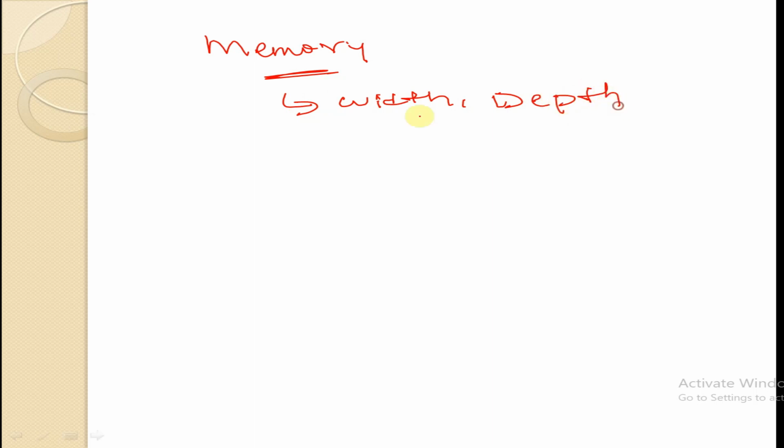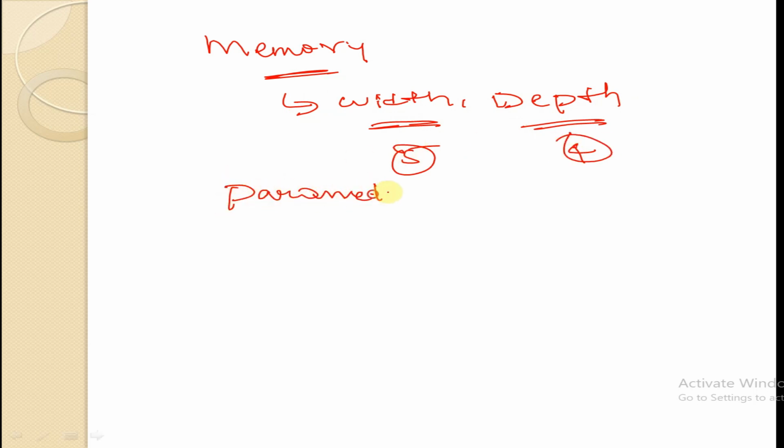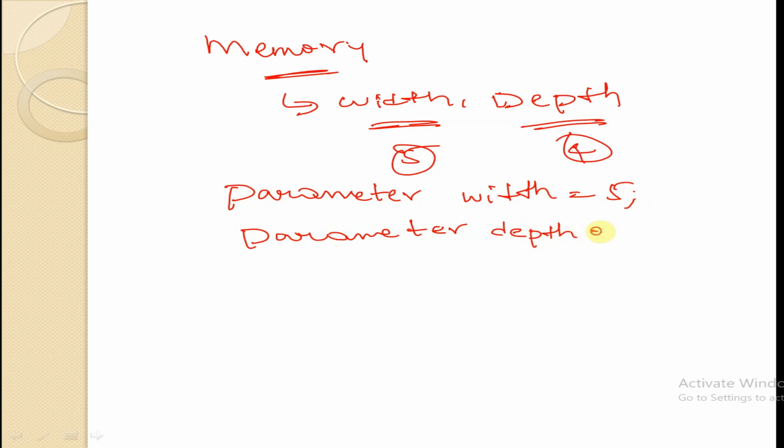For example, when we are writing code for memories, for creating a memory we will have width and depth. Width will have some specific number, and depth will have some specific number, say 4 or 5. So instead of writing 5 or 4, we will declare some parameters at the start, like parameter width, and we can assign it a value, and we can declare another parameter called depth, and we can assign it a value.